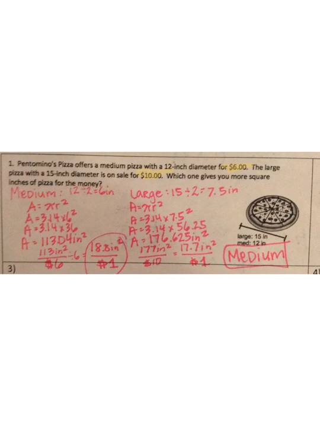So what I did down below is I took my area and I divided it by the price to find out how many square inches I could get for $1, because that way we could find out what the better buy is to get more pizza for our dollar. So for the medium, it's 18.8 square inches for $1, 17.7 for the large. So actually, the better buy would be the medium because you get more square inches of pizza per dollar.